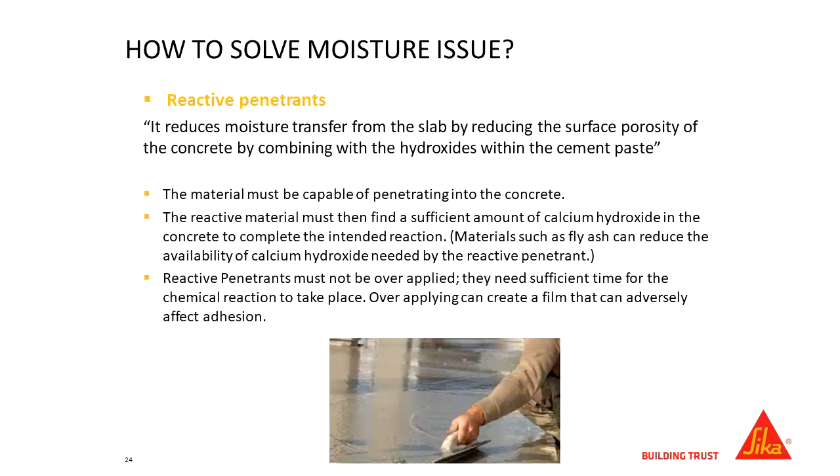So the first one we talked about was reactive penetrants. These reduce moisture transfer from the slab by reducing the surface porosity. So these are products that get installed, troweled over the surface of the slab, closes up the pores, so it almost tightens the slab up, and that reduces the amount of moisture that can come up. It's capable of penetrating down into the concrete, so it goes down, usually several 16ths of an inch down into the concrete, closes up the pores, and reduces the amount of moisture that can then come through the slab. The reactive penetrants must not be over-applied.